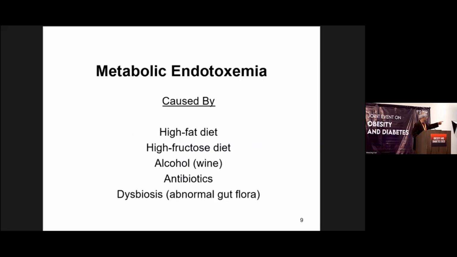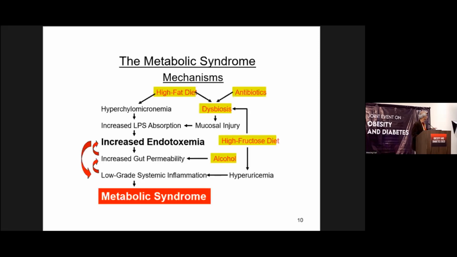It is caused by high fat, high fructose, alcohol, antibiotics, and dysbiosis. And here is the metabolic syndrome: high fat, antibiotic, dysbiosis. I've got a lot of slides, so I'm going a bit quick. So increased endotoxemia, increased gut permeability, low-grade systemic inflammation. Remember, low-grade systemic inflammation. And that leads ultimately to metabolic syndrome.